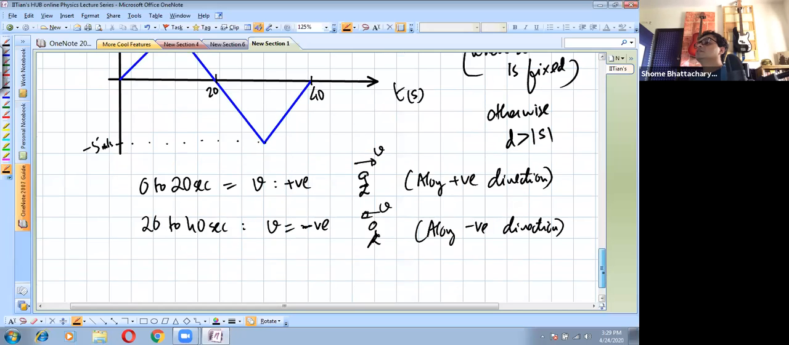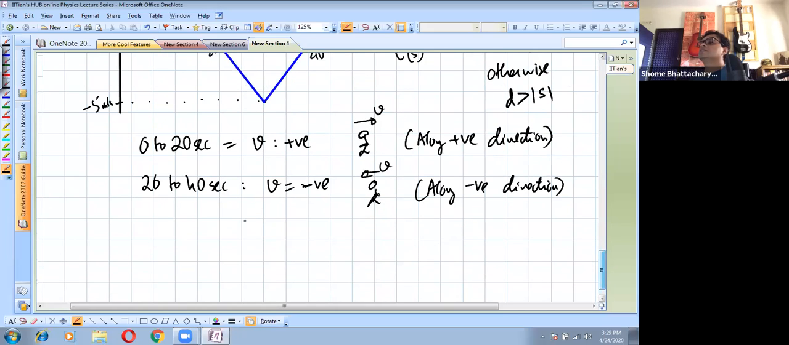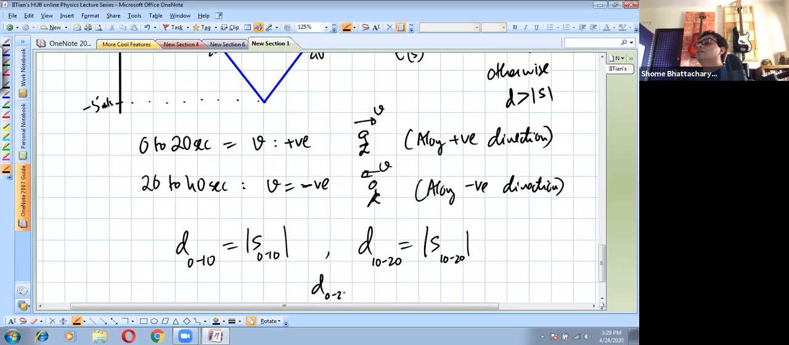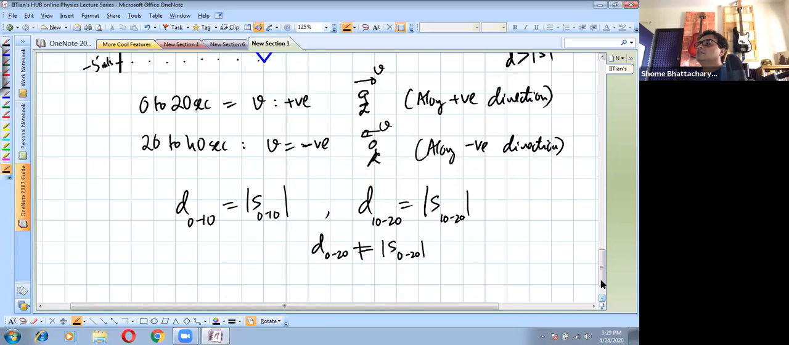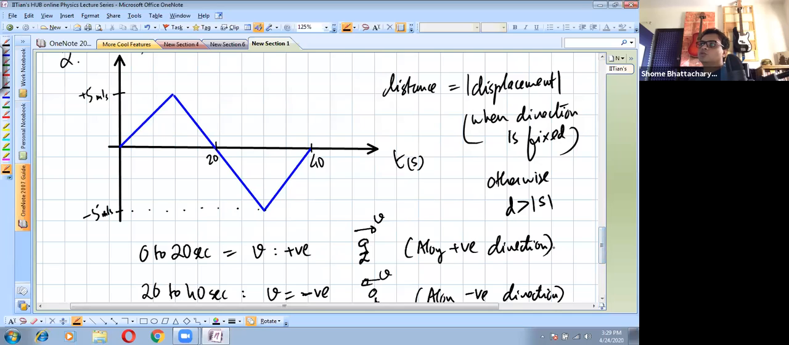Okay. So that means if I calculate the distance traveled from 0 to 10 seconds, I can say it is magnitude of displacement from 0 to 10. If I separately calculate the distance traveled from 10 to 20 seconds, I can say it is magnitude of the displacement from 10 to 20 seconds. But if I calculate distance from 0 to 20 seconds, it is not equal to displacement's magnitude from 0 to 20, because in 0 to 20, once in between at 10 seconds, the direction is changing. So we have to be very mindful of this factor. So hope this part is clear to all of you. Okay, so that's one concept we'll be using.